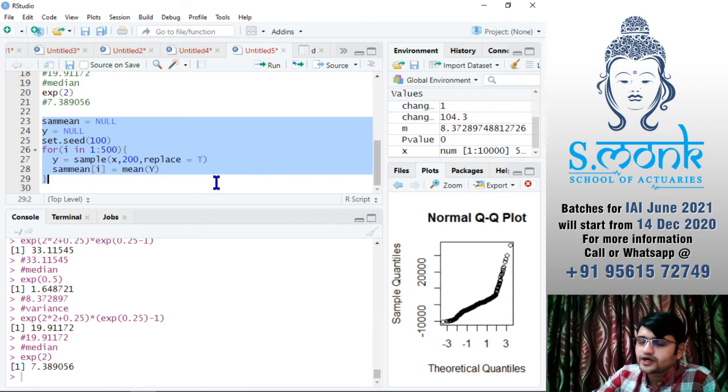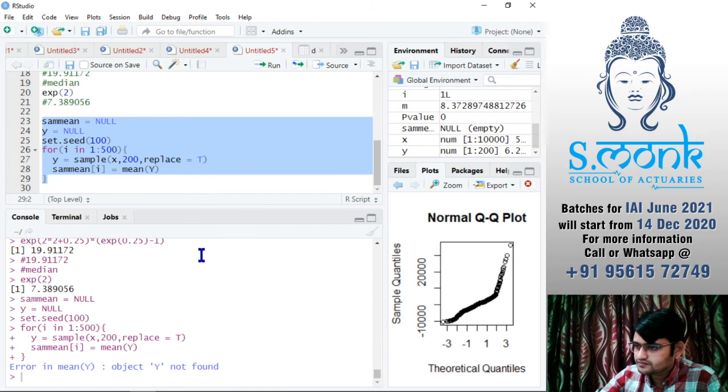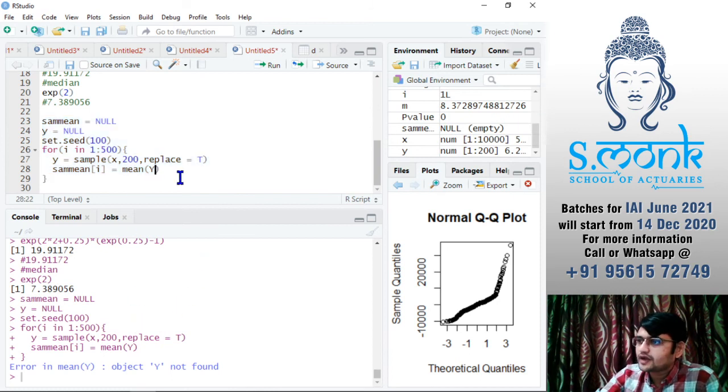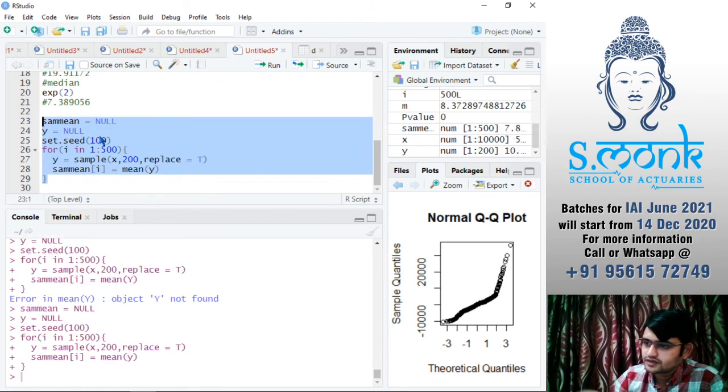So this is what our simulation means. This is what is our Monte Carlo simulation. This is what is bootstrap simulation. Basically we are simulating a certain sample, taking more samples out of it, and then taking some averages out of it. Mean of y, I have written capital Y, it should be small y. Run this again. Yes.